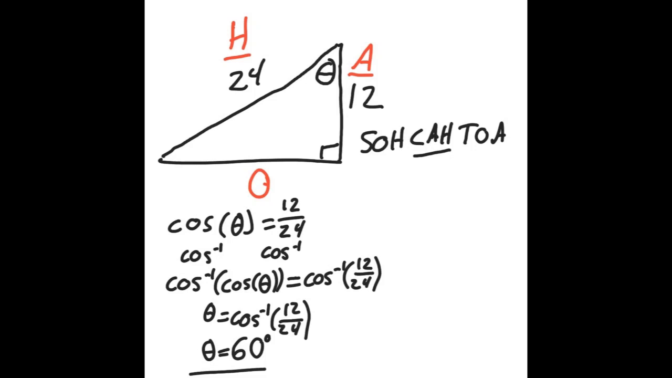I get the inverse cosine of the cosine of theta equals the inverse cosine of 12 over 24. That inverse cosine and cosine cancels out, leaving me with just theta on the left side of the equation equal to the inverse cosine of 12 over 24. Remember, this is a perfectly acceptable answer by itself already, but if we put that into a calculator, it should give us exactly 60 degrees. So that's how you solve part A.